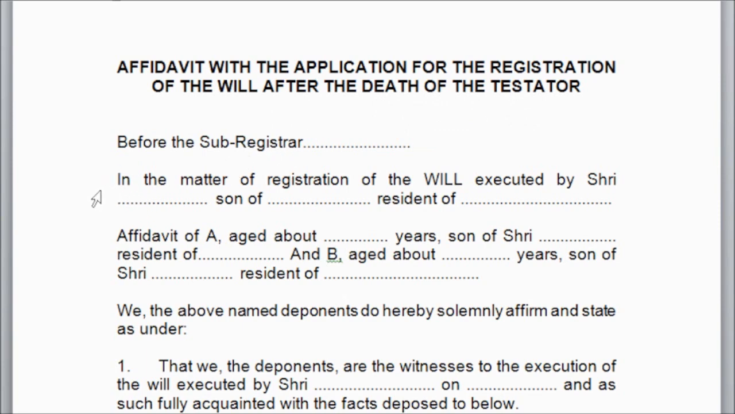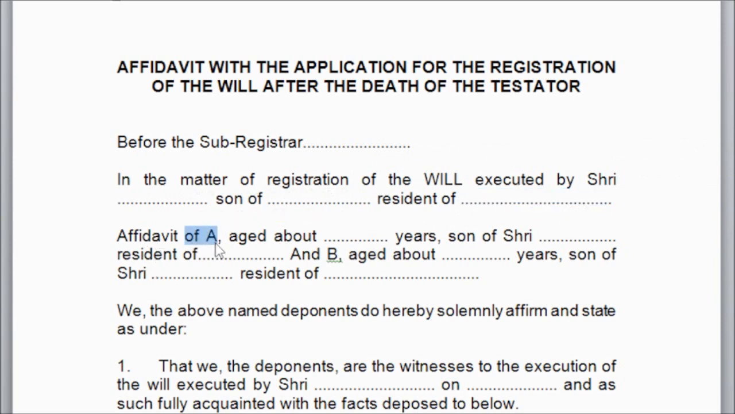The second line talks about the will and the person who has executed it. You have to mention that. So, in the matter of the registration of will executed by Shri, the name of that person, the father's name of that person and the address of that person. After that, the affidavit of A.